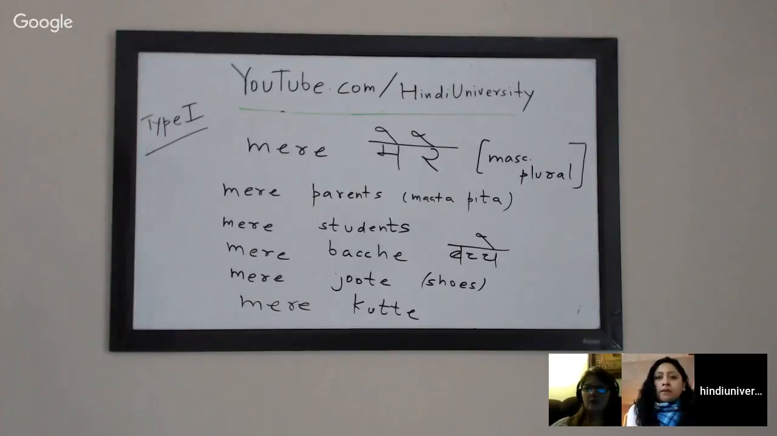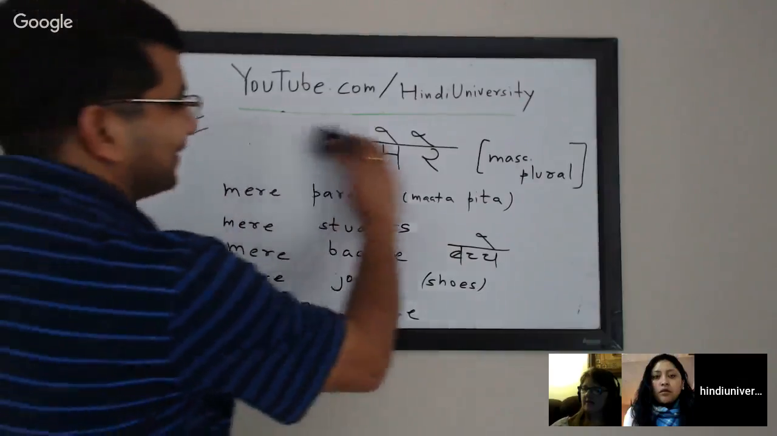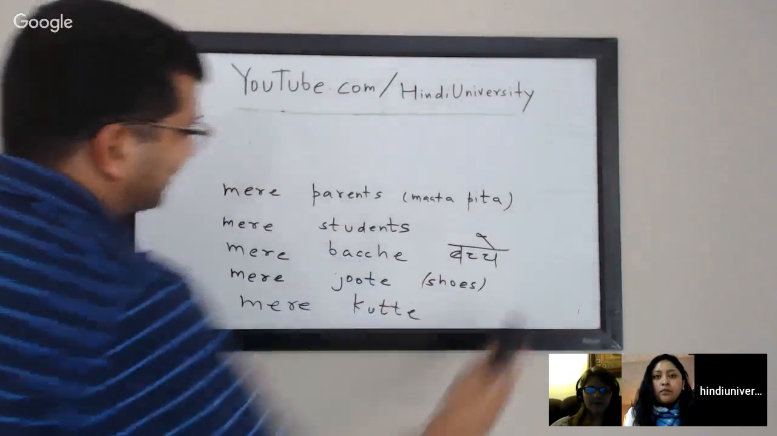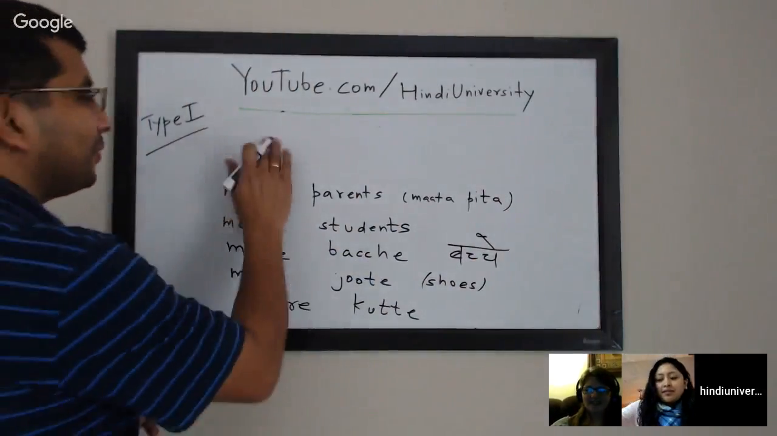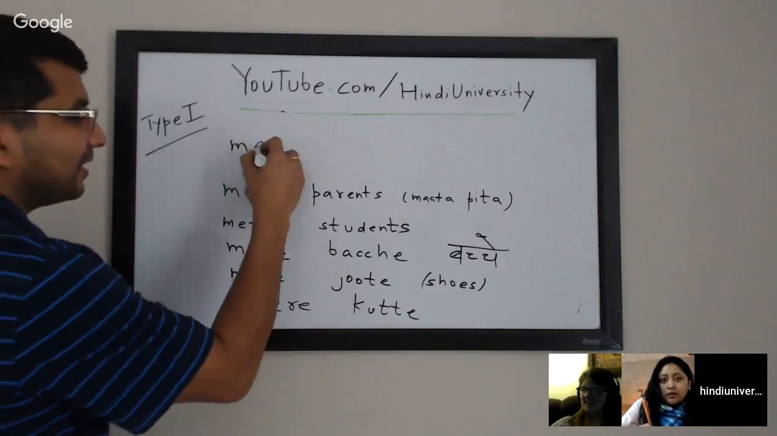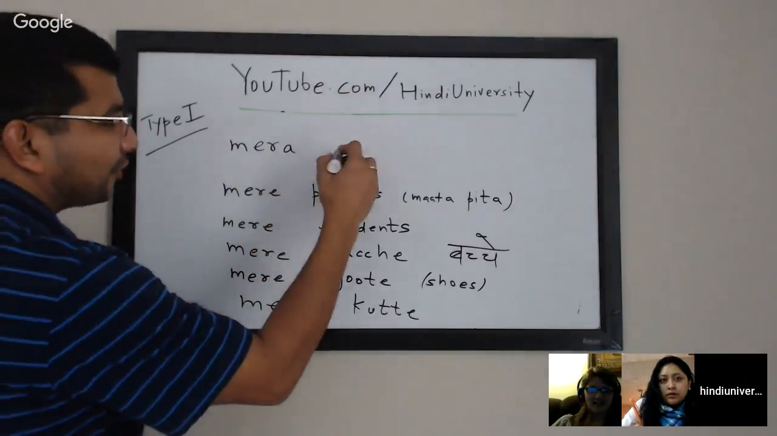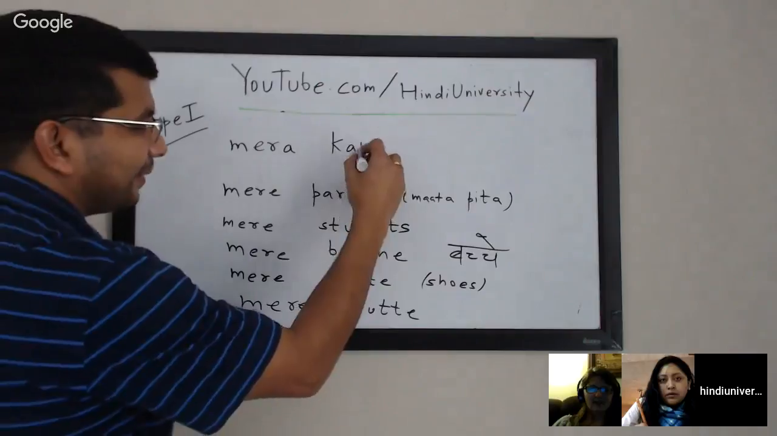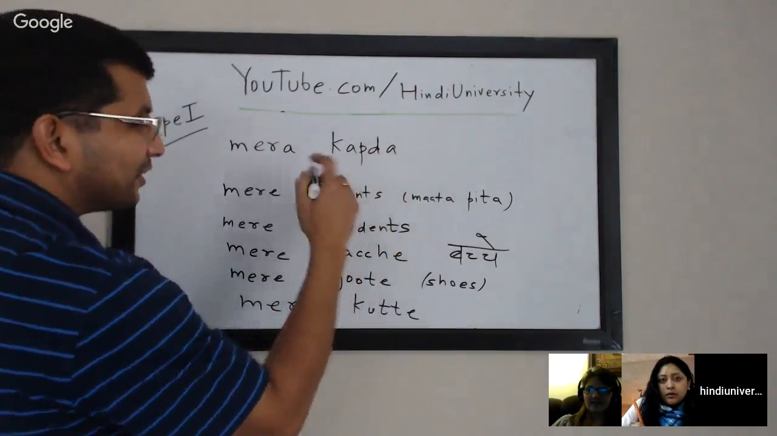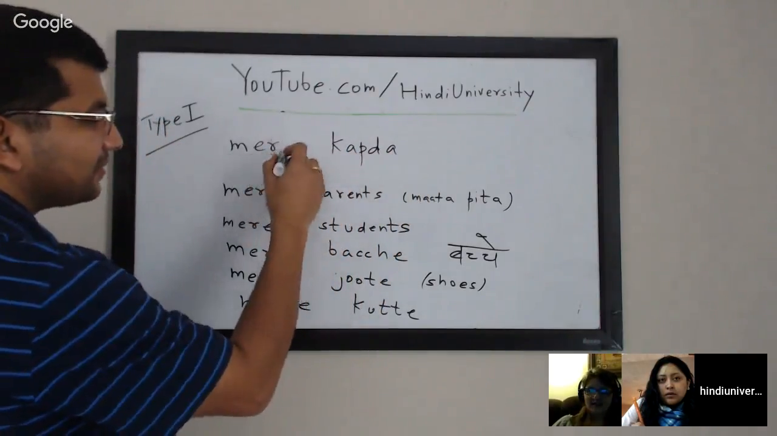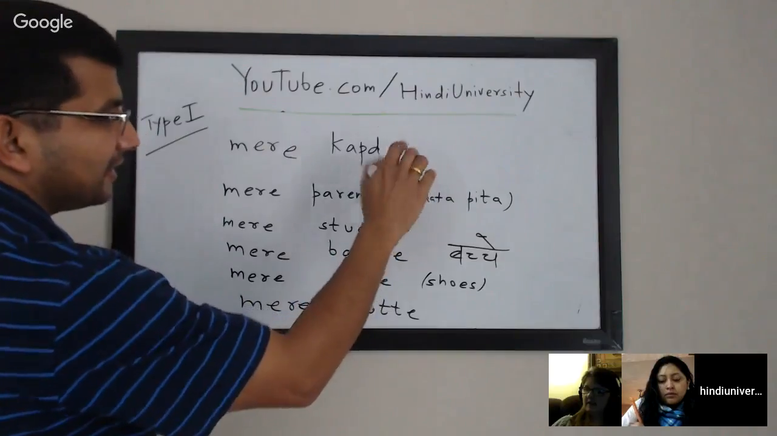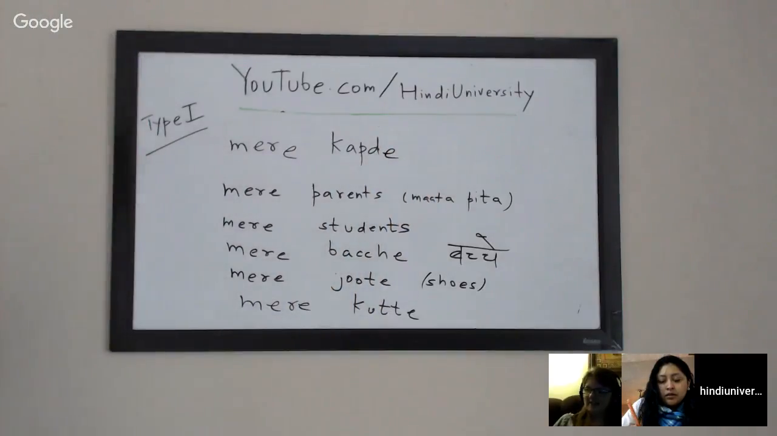Is the other clothing, like shirts and pants, male or female? That's male. Very good. If you're talking about one cloth, it's kapra. Remember? Kapra. Very good. If it is plural, it becomes kapre. Very good. Mere kapde. My clothes.